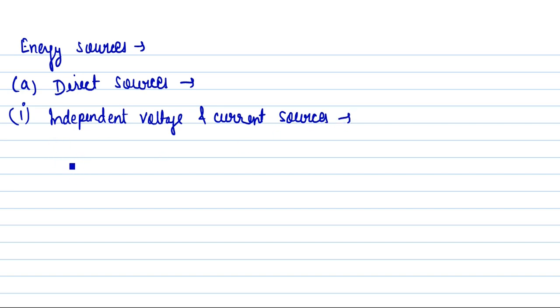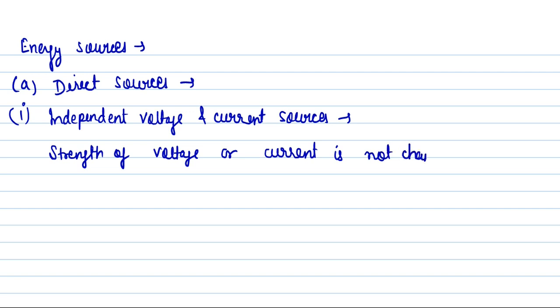Now here independent voltage and current sources are the sources where the strength of voltage or current is not changed by any variation in the connected network. So here the strength of voltage and current will not change by any change in the connected network.